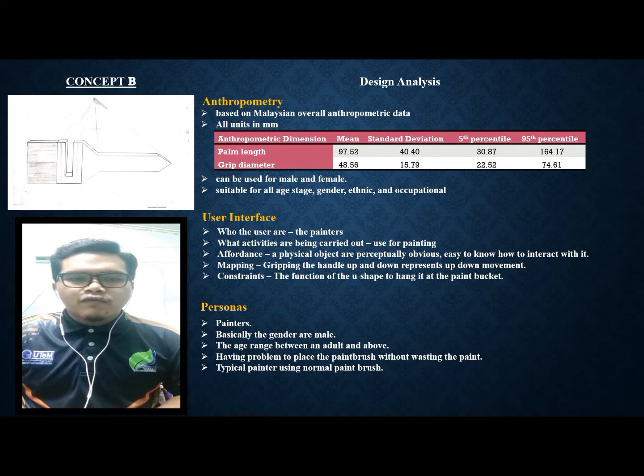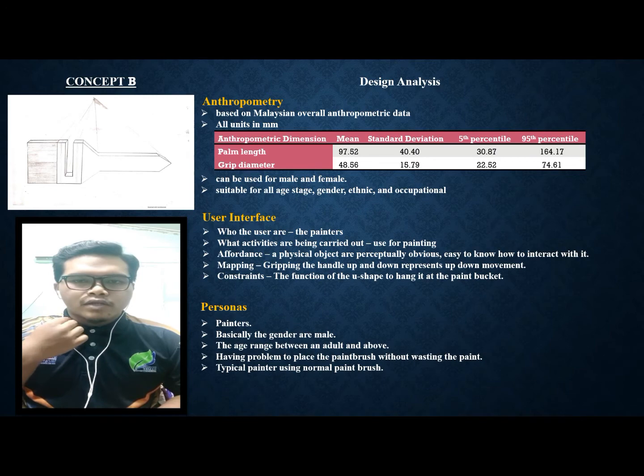The constraint of this concept is the function of the U shape to hang the paintbrush at the tip of the paint bucket. Then the persona of the concept is painters, basically male, and the age range is between adult and above. They have a problem placing the paintbrush without wasting paint, as typical painters use a normal paintbrush.